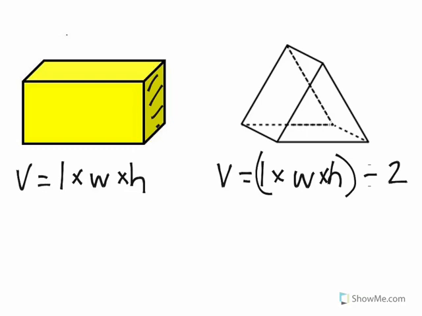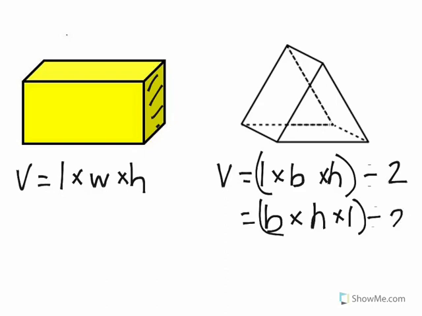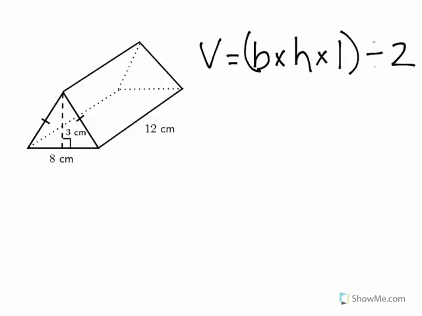The only difference is we don't actually have a width when we talk about triangles. Instead, we are talking about base. So we can do length times base times height, or a little more verbally friendly, base times height times length divided by 2. Okay, so now we know where our formula came from.